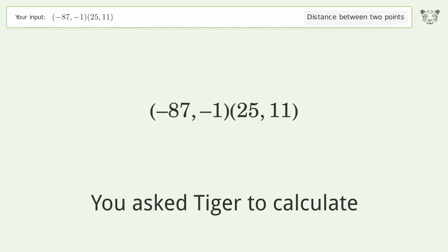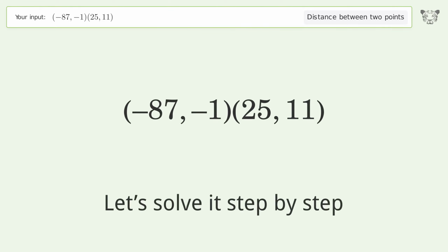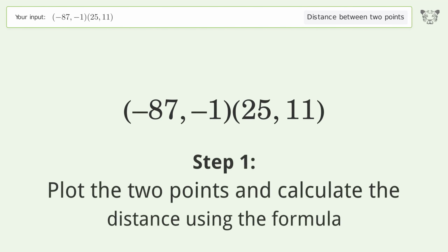You ask Tiger to calculate. This deals with the distance between 2 points. The distance between the 2 points is the square root of 12,688, or 112.641. Let's solve it step by step. Plot the 2 points and calculate the distance using the formula.